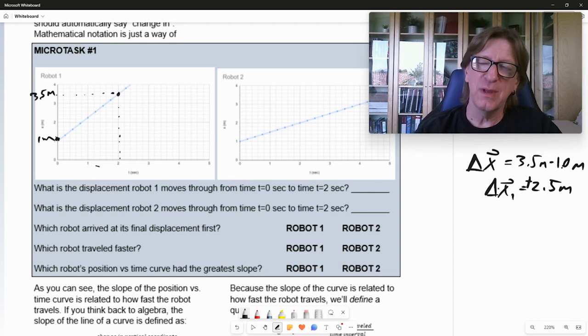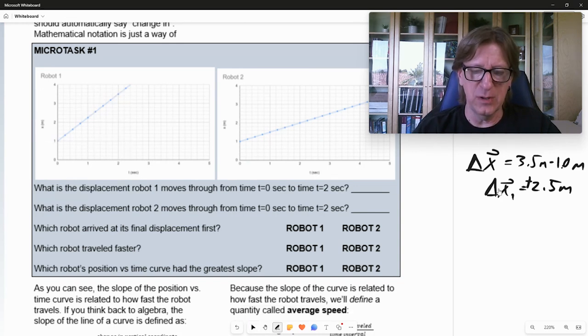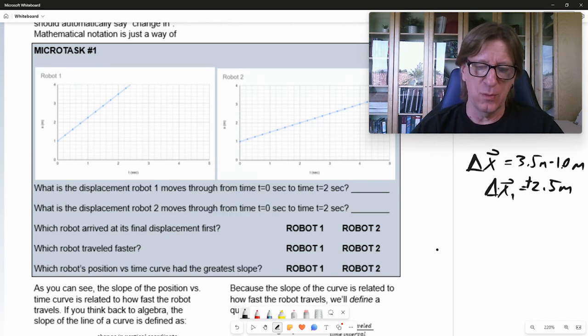Ask yourself, what would this graph look like if the robot were moving backwards? Think about that. Well, the position is going to be getting smaller, so maybe I started out here and I went this way. That would be the case of the robot moving backwards. All right, now that you see how to do it, go ahead and pause the video, and I want you to figure out what is the displacement that robot 2 moves in that same period of time, from time t equals 0 to time t equals 2 seconds. Pause the video and do it now.